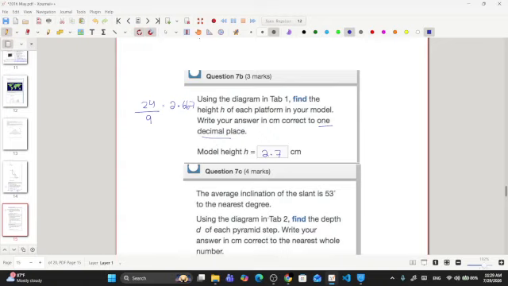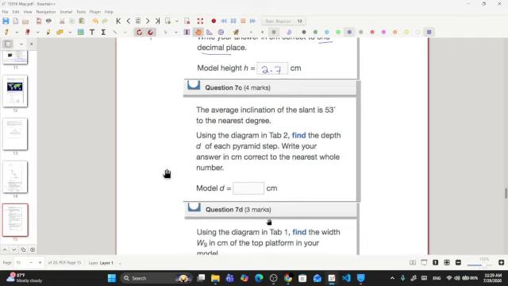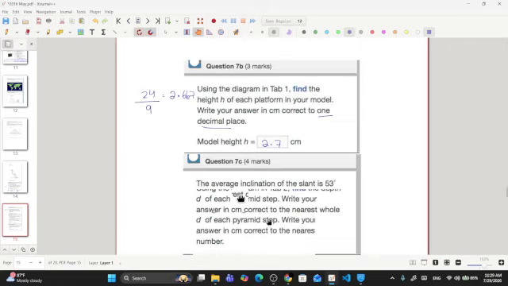So that's 7 part B. Then it says the average inclination of the slant is 53 to the nearest degree. We just noticed that. Using the diagram in tab 2, find the depth of each pyramid step.